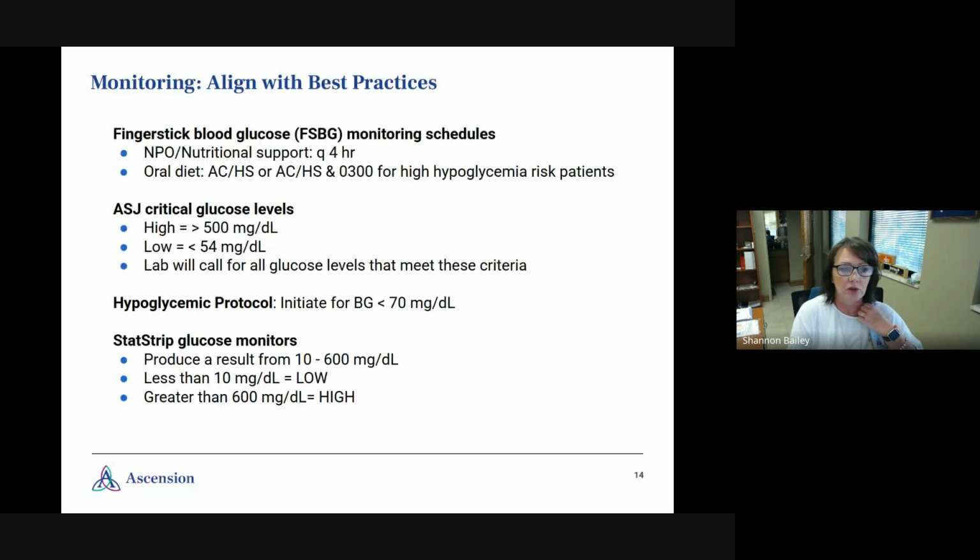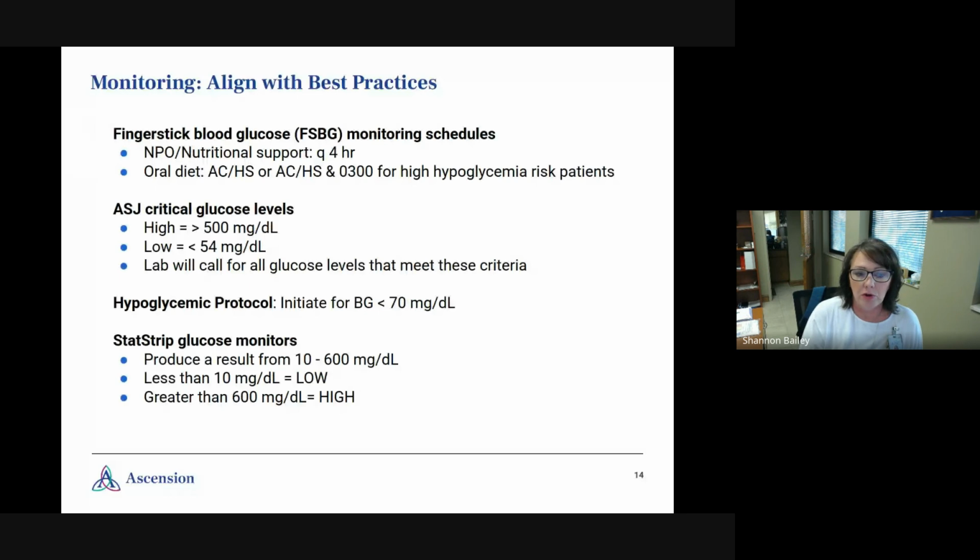The Ascension St. John critical glucose levels are here. The high is greater than 500, the low is less than 54, and of course the lab's going to call the nurse for any blood glucose on the labs that meet this criteria. The hypoglycemia protocol will be initiated, as you guys know, for anything below 70.